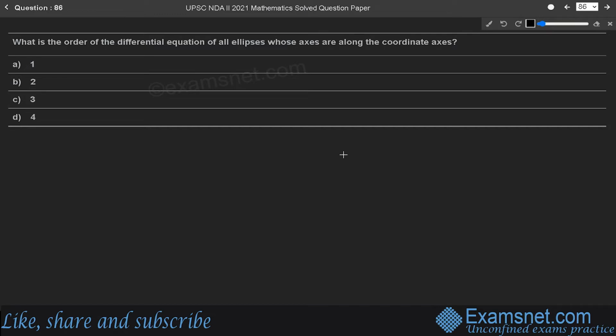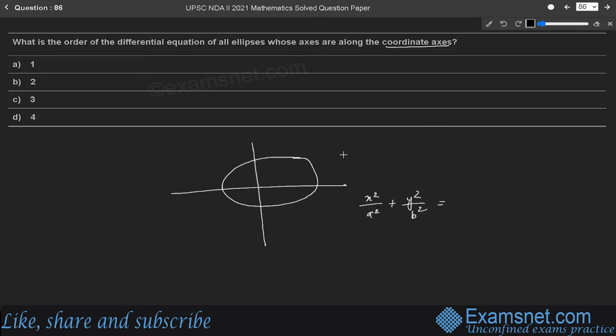Next question is, what is the order of the differential equation of all ellipses whose axes are along the coordinate axis? The question says about an ellipse. So the axes of the ellipse are along the coordinate axis. So this will be the ellipse according to the question. We know that the equation of an ellipse is given by x square upon a square plus y square upon b square is equal to 1. Now we have to find the order of the differential equation of all the ellipses.